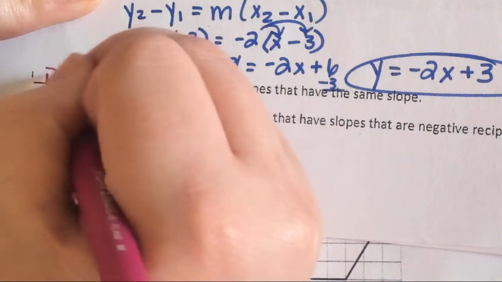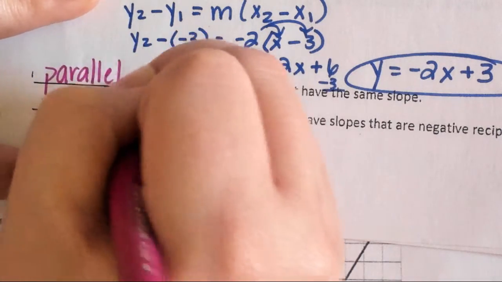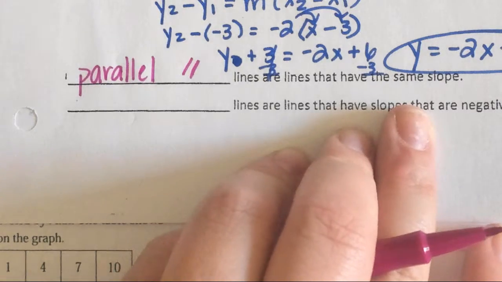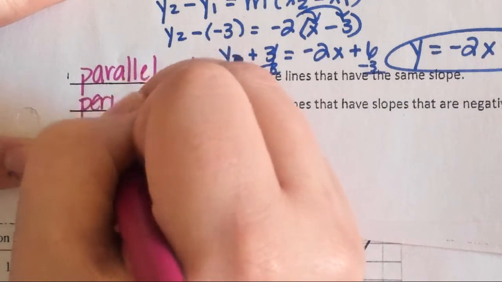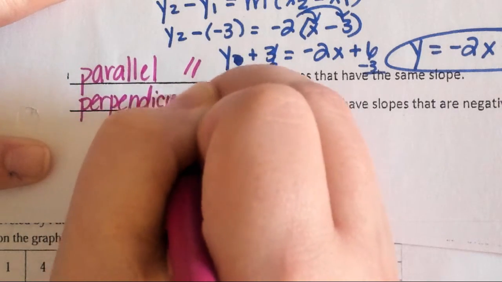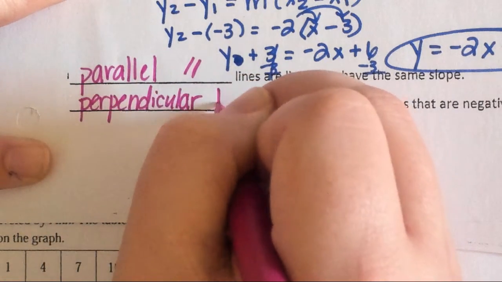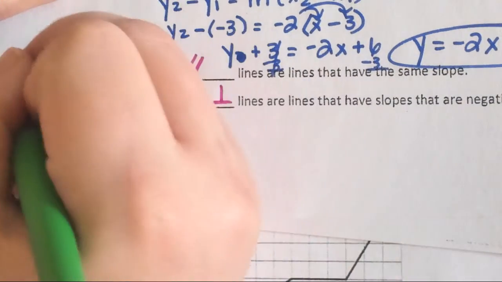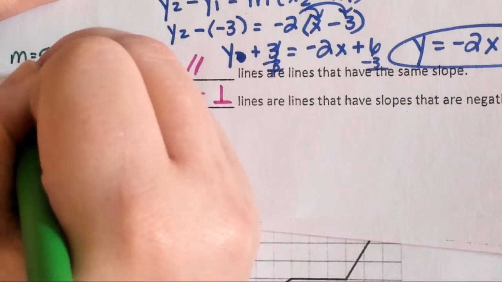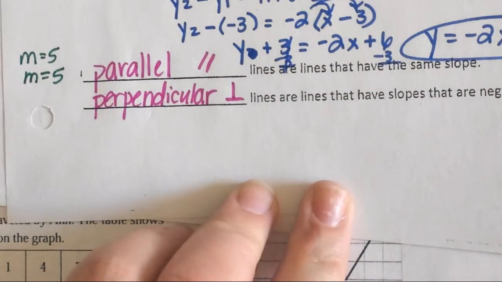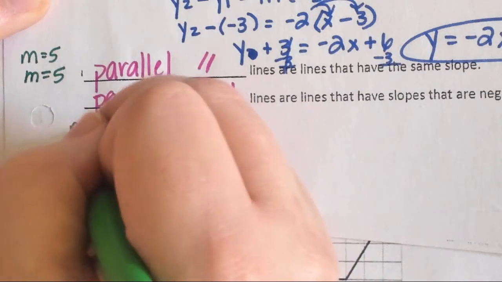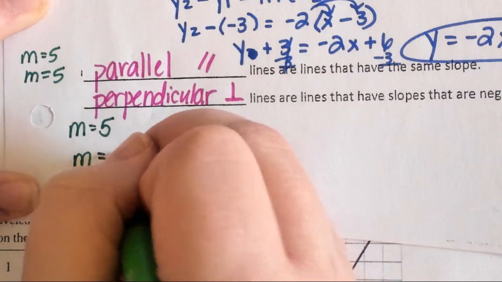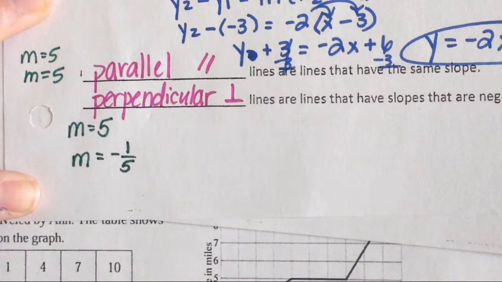Parallel lines have the same slope. We normally do the symbol as like 2 sideways L's. Perpendicular lines have the negative reciprocal slope. There's the symbol for perpendicular. It looks like a hangman's noose. So if lines are parallel and they have the same slope, if one has a slope of 5, the other has a slope of 5. But if lines are perpendicular and one has a slope of 5, the other has a slope of, it's the negative reciprocal, so negative 1/5. You've got to flip it and change the sign.